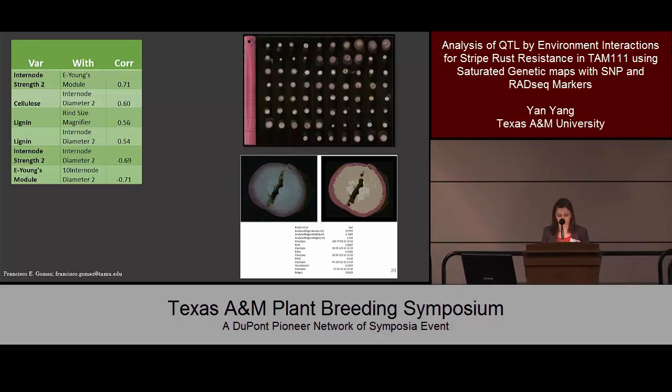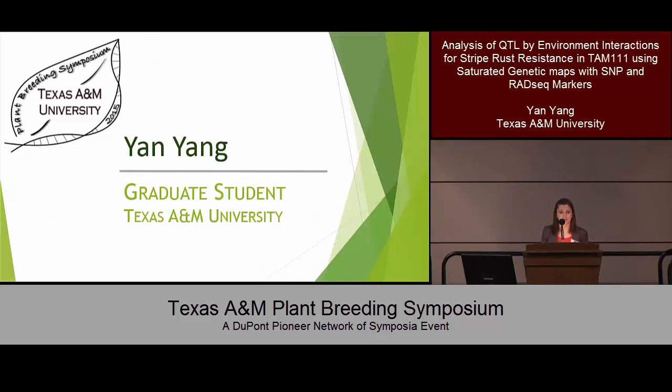Our next graduate student speaker is Yin Young. She received her bachelor's degree in horticulture from Suzhou University in China in 2008. She received her master's degree in horticulture from Texas A&M in 2014 and began her doctoral program in plant breeding also at Texas A&M in 2014, working under Dr. Amir Ibrahim and Dr. Xuyu Liu. Her research focuses primarily on wheat breeding and genetics. Please join me in welcoming her to the stage.